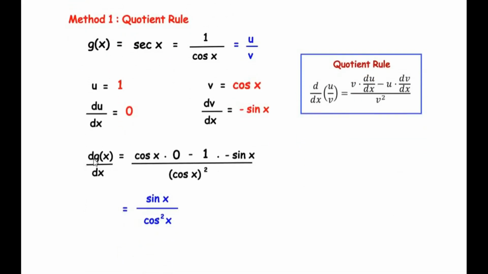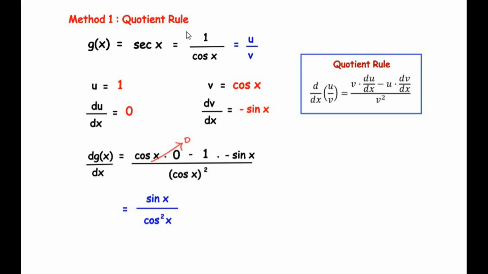Now once we have all the values, we are just going to plug into this formula. So we get the differentiation of g(x) with respect to x is equal to v times du/dx, which gives us cos x times 0, minus u times dv/dx, which gives us 1 times negative sine x, over v², which becomes cos x the whole squared. Now simplifying the numerator, cos x multiplied by 0 goes down to 0, and negative 1 multiplied with negative sine x gives us positive sine x, over cos x the whole squared, which can be written as cos² x. So the differentiation of secant x becomes sin x over cos² x. So this was method 1, where we used the quotient rule.